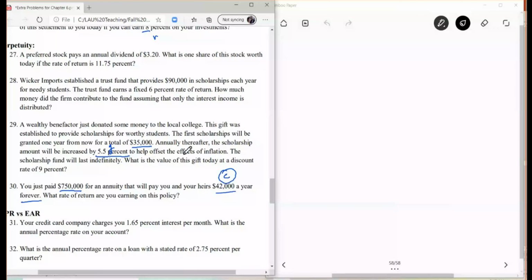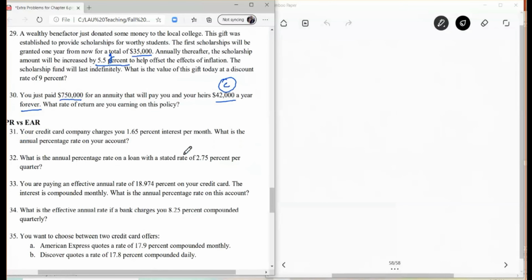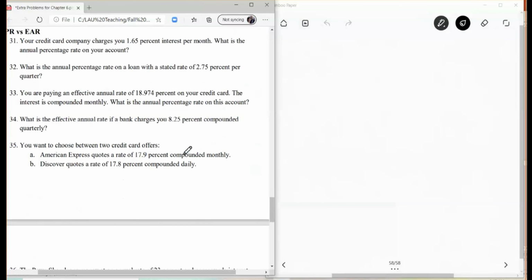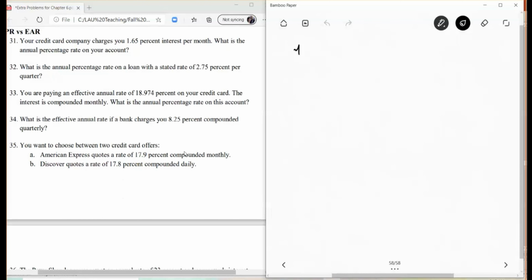Now, question number 31, APR versus EAR. Your credit card company charges you 1.65% interest per month. So this is the monthly interest rate, 1.65%. What is the annual percentage rate on your account?